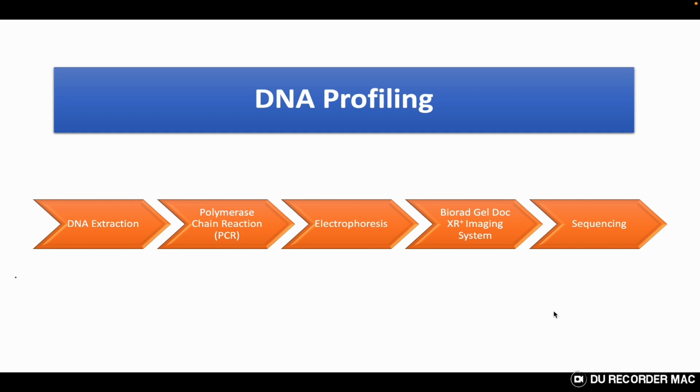DNA profiling involves 5 processes. First is DNA extraction, second, polymerase chain reaction (PCR), third, electrophoresis, fourth, the Bio-Rad Gel Doc SR imaging system, and lastly, sequencing.